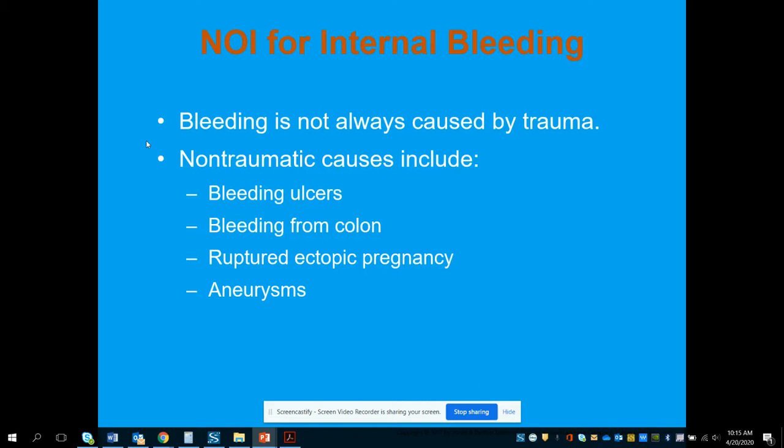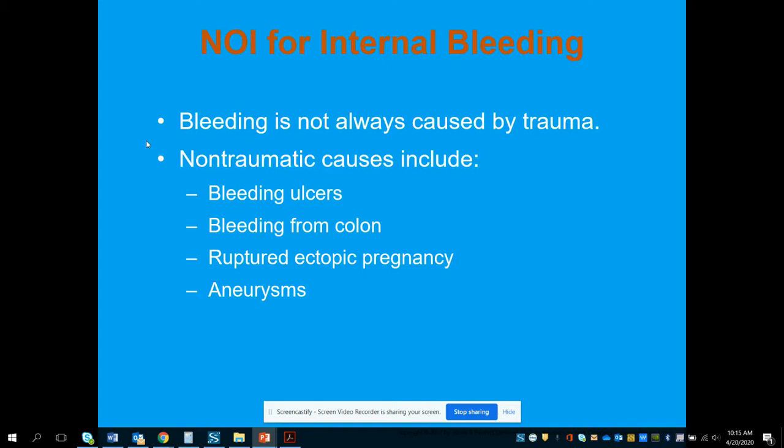Sometimes bleeding is not caused by trauma. Non-traumatic bleeding causes are things coming from a sickness or an illness. It could be that bleeding ulcer that we just mentioned, bleeding from the colon, so any type of gastrointestinal bleeding, a ruptured ectopic pregnancy, which we mentioned during our GYN chapters, or aneurysms, which we've talked about before, how those can form. So if we're talking about GI bleeding, there are some questions that we want to ask along with this: have you had any vomiting? Was there blood in the vomit?